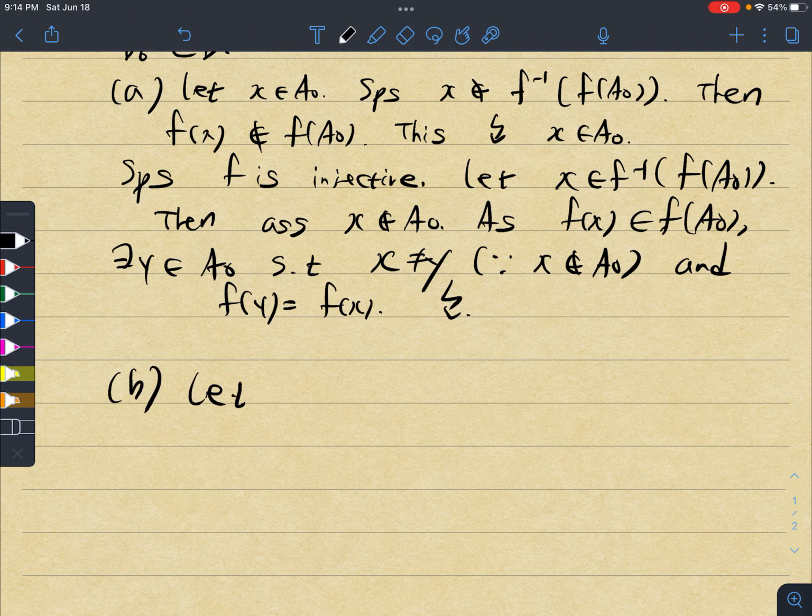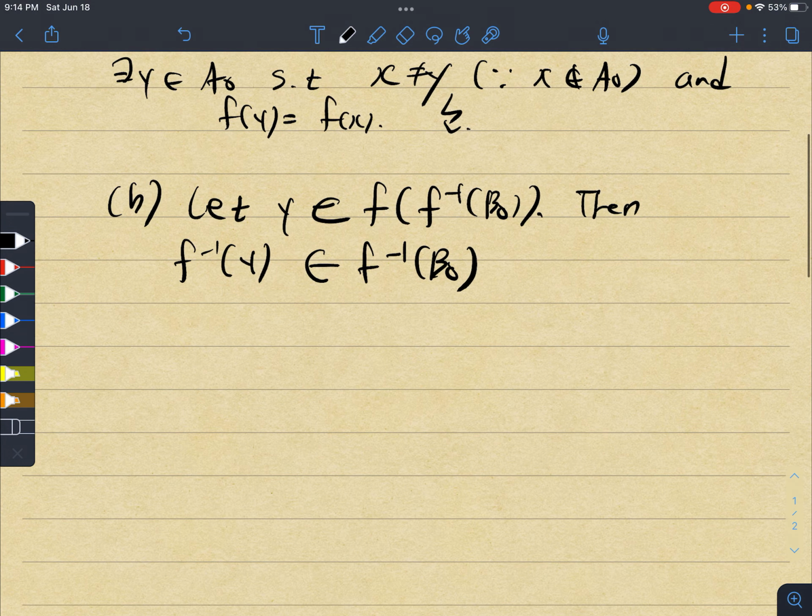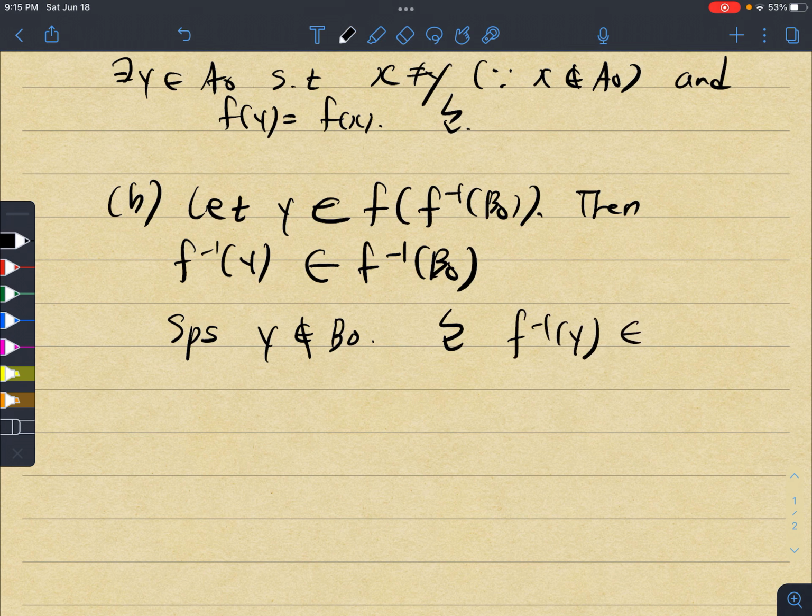So let y be an element of f inverse B0, and then we know that f inverse y will be in f inverse B0 as an element. And now suppose that y is not in B0, y is not an element of B0, and this is also a contradiction, sorry about the writing, as then this would mean that f inverse of y is not an element of f inverse of B0, which is a contradiction.